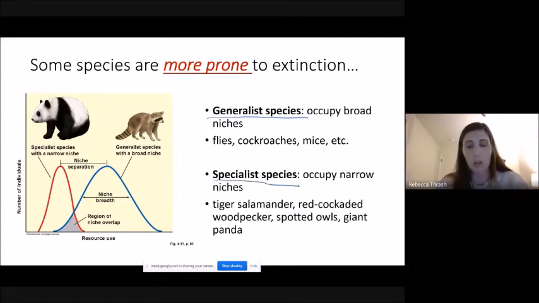Specialist species, though, are not that fortunate. They have very narrow niches, or they have very specific food sources, or they only live in one particular type of habitat. And so if those habitats are altered or destroyed, then they are more prone to go extinct. Some examples of this would be the giant panda, spotted owls, and tiger salamander. Generalist species are things that tend to do well in disturbance, like mice, cockroaches, and other types of pests.